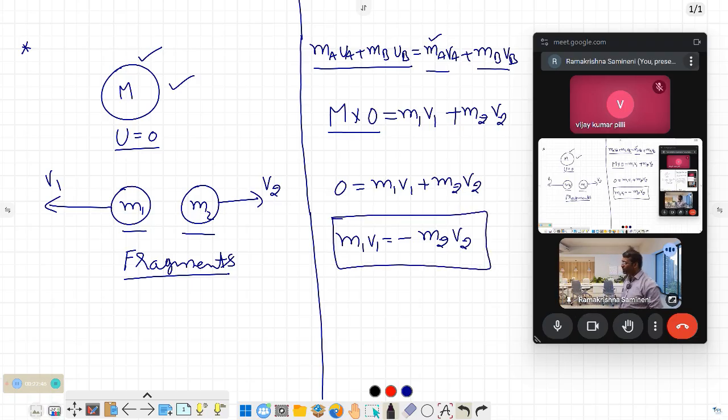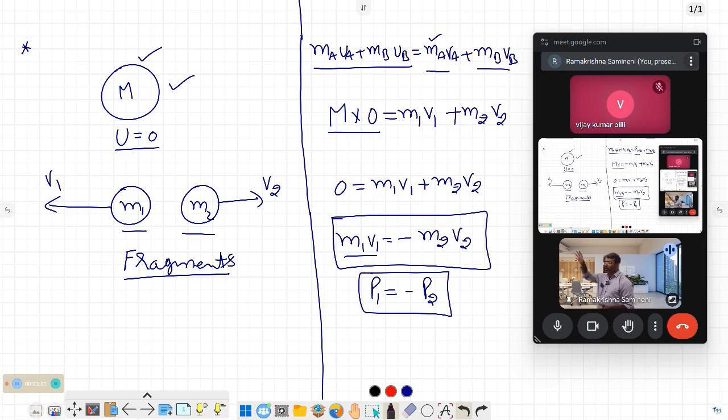If you observe this equation, mass into velocity is called momentum. The momentum of the first fragment becomes exactly equal and opposite to the second fragment. That means both will always move in exactly opposite directions. When a single bomb splits into two parts after blasting, both will move with equal momentum in opposite directions if the masses are the same. If the masses are not the same, the momentum values may be different, but they will always move in the opposite direction only. So P1 is equal to minus P2. This is the way you can derive the equation.